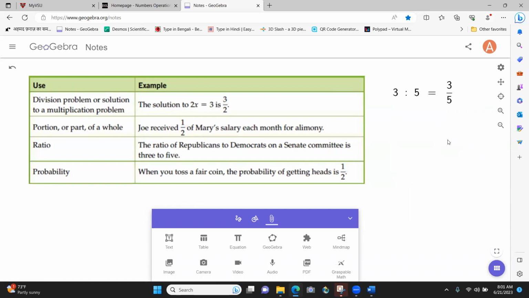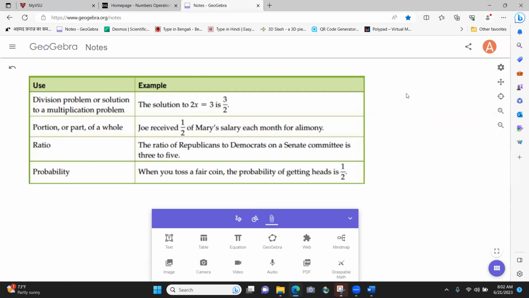The last one, when we encounter probability, we express probabilities as fractions too. When you toss a fair coin, the probability of getting heads is half, 1 over 2. There's one head out of two options, so it's 1 over 2. So those are the basic cases when we encounter fractions.